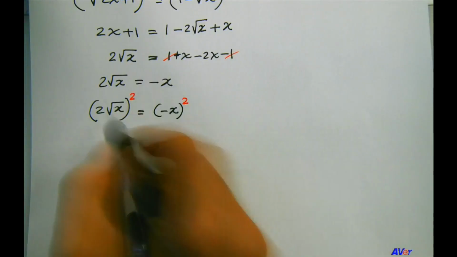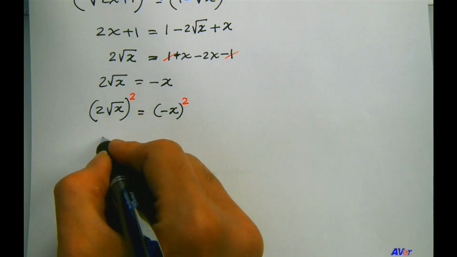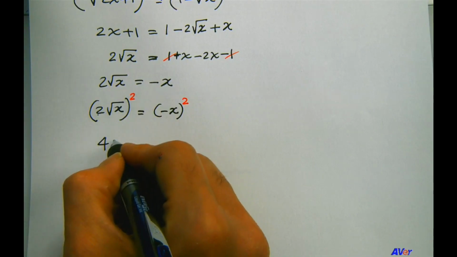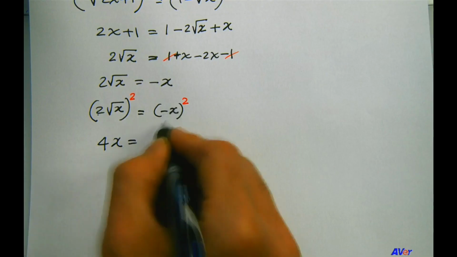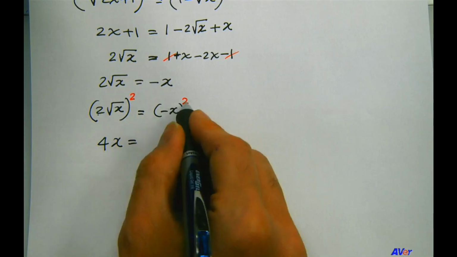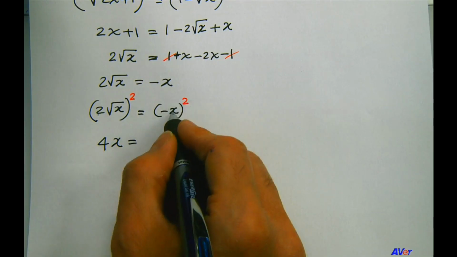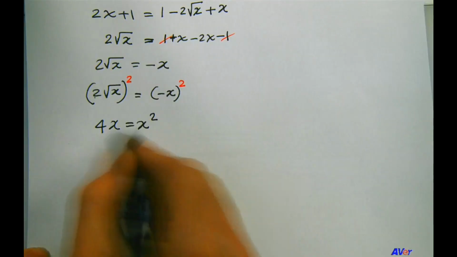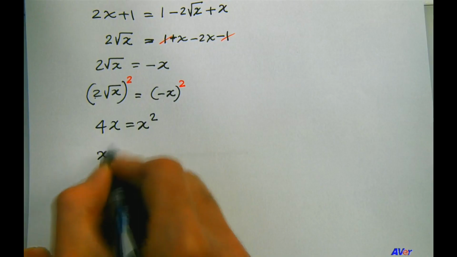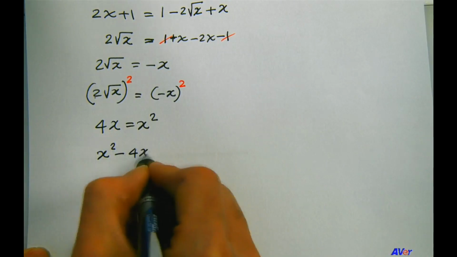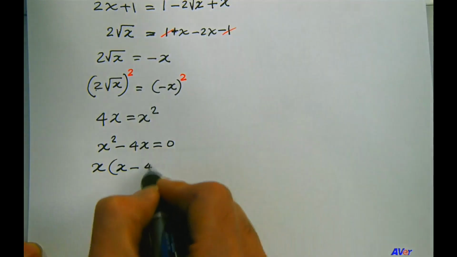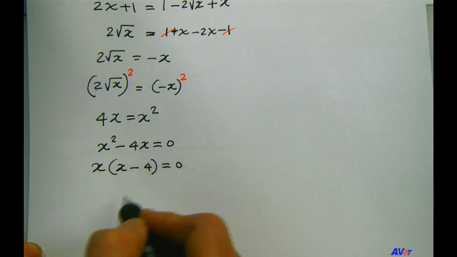Right? So then on the left side, things are very simple now. 2 squared is 4. Square root of x squared is x. On the right, we have minus drops out because this is even power, and then x squared. So what do we have? Let's move the 4x to this side. X squared minus 4x equals 0. Factor the x out. X minus 4 equals 0.